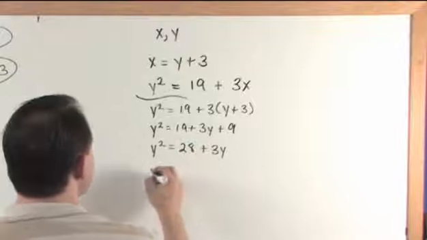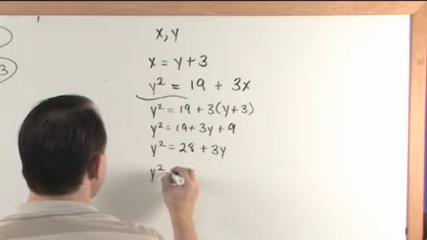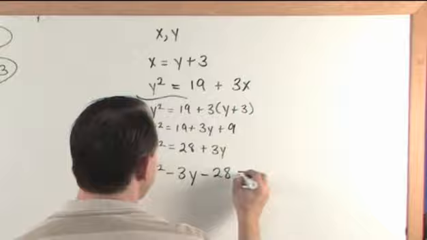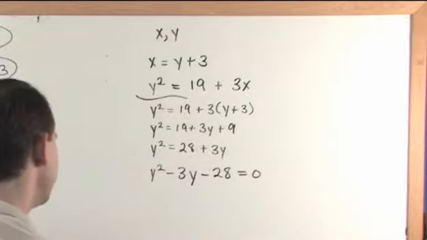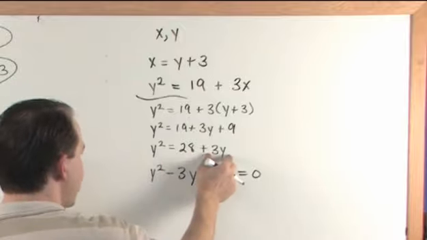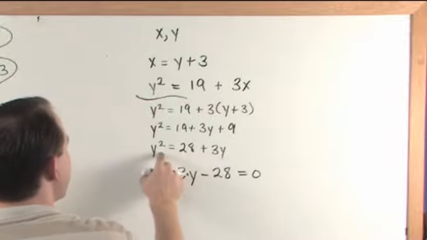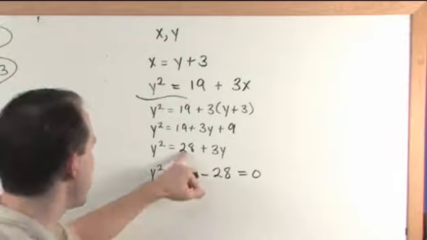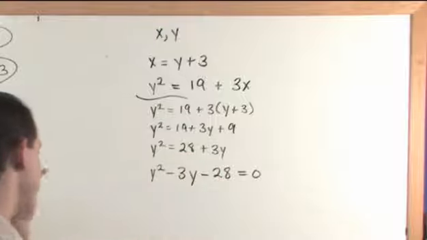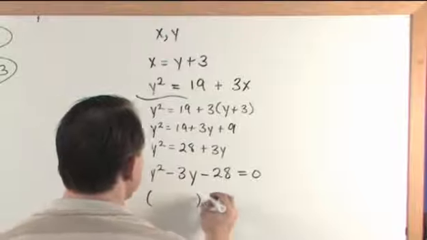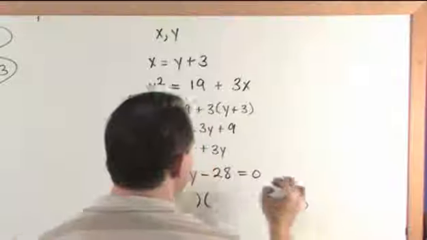So the best you can do is get everything on one side and try to factor. Let's subtract 3y from both sides, and subtract 28 from both sides, and put it in this form. Subtracting the 3y from both sides gives me the negative 3y. Subtracting the 28 gives me the negative 28. On the right, once I do all the subtraction, I'm just going to have the 0. The next thing I want to do is factor and set it equal to 0.